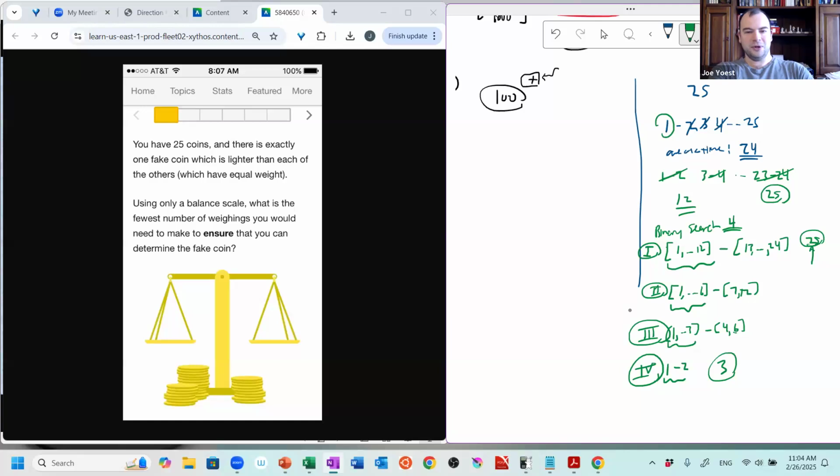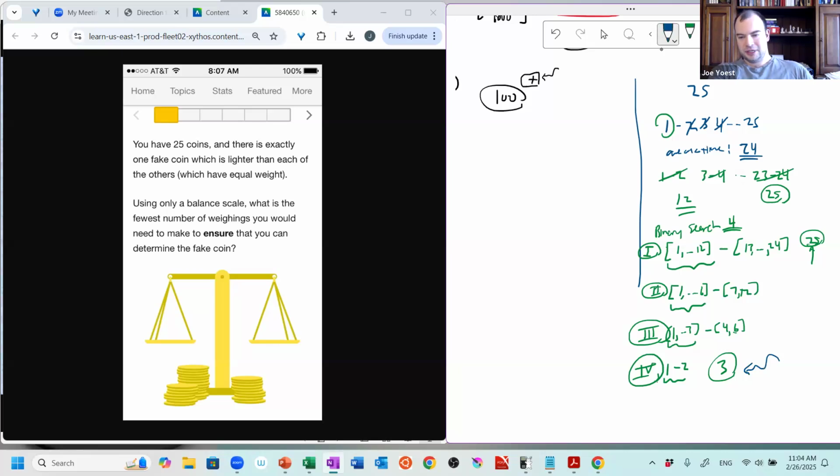I really love how this problem is devised, because something that you might notice is, wait, I did a binary search and I can do it in 4 weighings, but if you enter the answer 4 into the system, it's going to tell you it's wrong. You can actually do a little better. Why is that? Well, it actually leads you to the better solution, the way this problem was constructed.